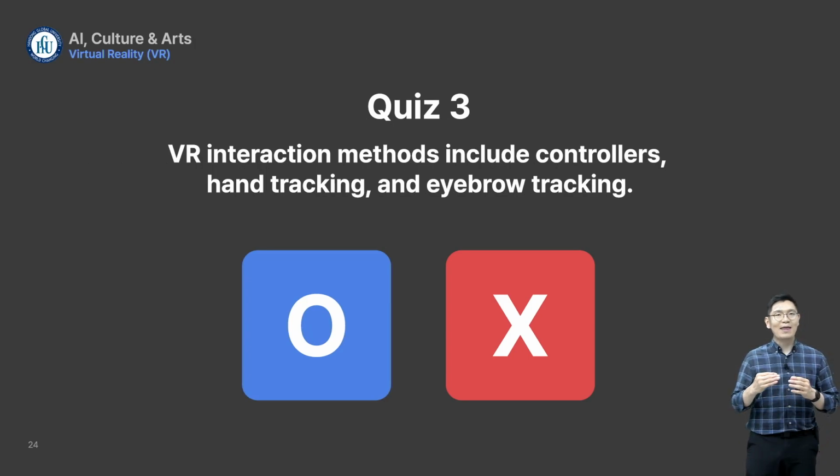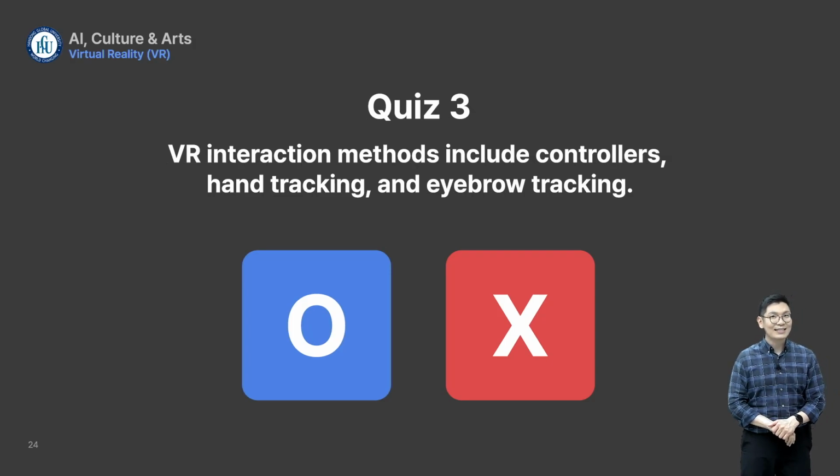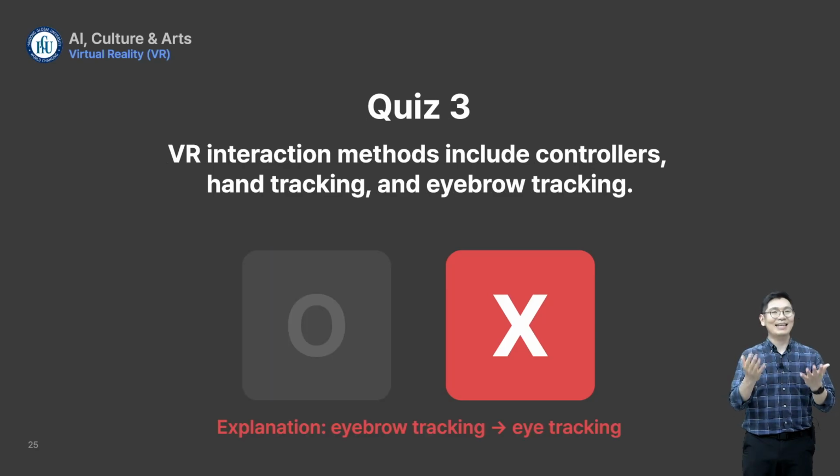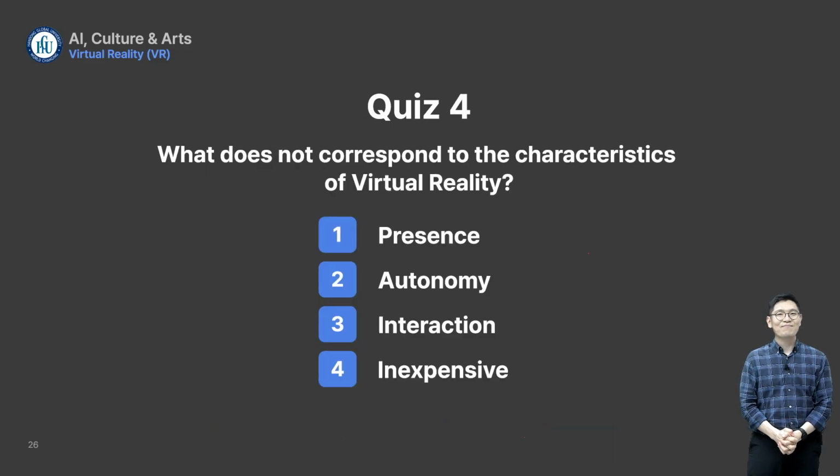VR interaction methods include controllers, hand tracking, and eyebrow tracking. What do you think? I will give you 3 seconds. 3, 2, 1. The answer is false. That's right. VR interaction methods include controllers, hand tracking, and eye tracking, not eyebrow tracking. Yeah, that's a good job.